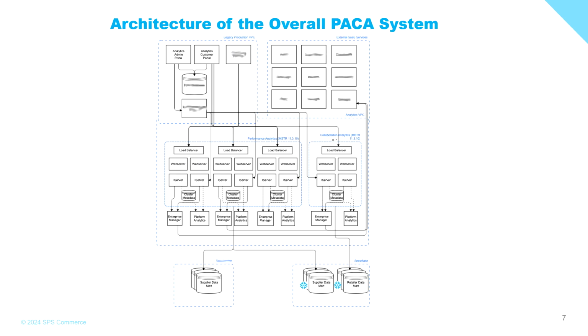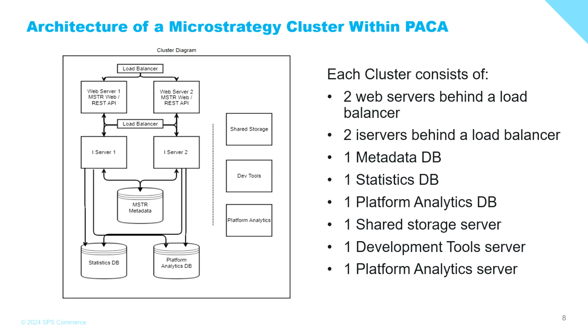Now let's talk about the MicroStrategy cluster. This is what our architecture for a single cluster for our MicroStrategy environment looks like. We have a load balancer, 2 web servers, and then another load balancer for the 2 iServers that both talk to the metadata. Everything talks to the statistics database and the platform analytics database. And then we also have 3 separate servers, 1 for shared storage, 1 for platform analytics, and 1 for the dev tools. So that's got your Object Manager, your Developer, your Workstation, all of that there.